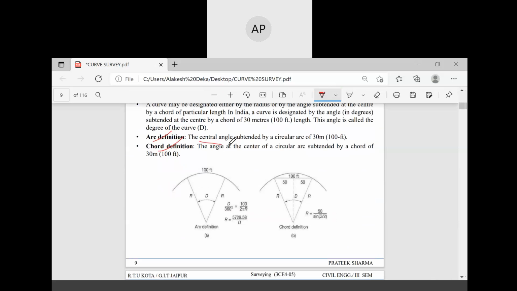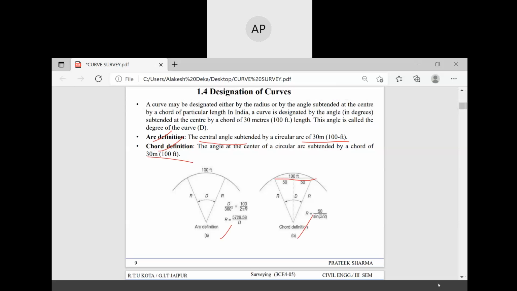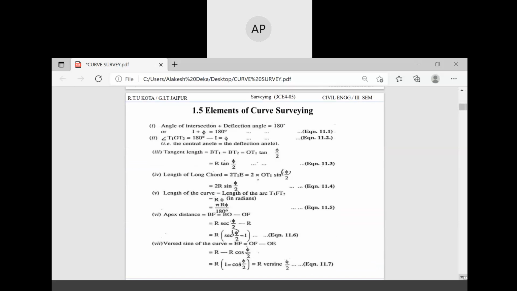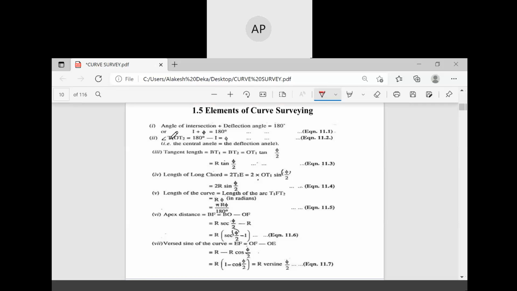Arc definition is given by the central angle subtended by a circular arc. The chord definition is the angle at the center of the circular arc subtended by the chord length. This one is the chord. Elements of curve survey: the angle of intersection plus the deflection angle is always 180 degrees, and the central angle is equal to the deflection angle.